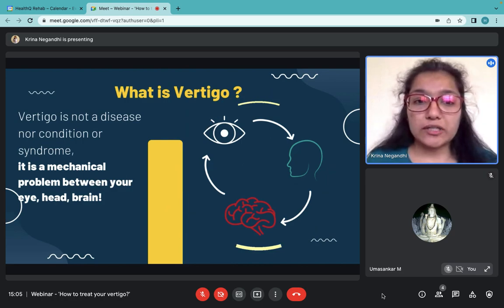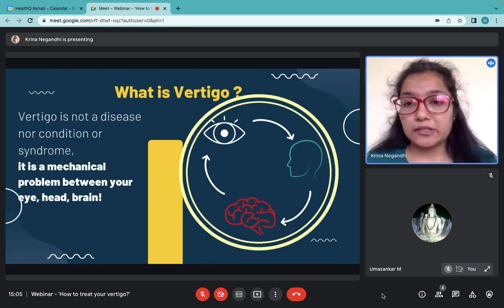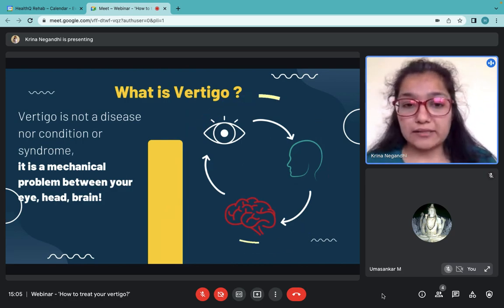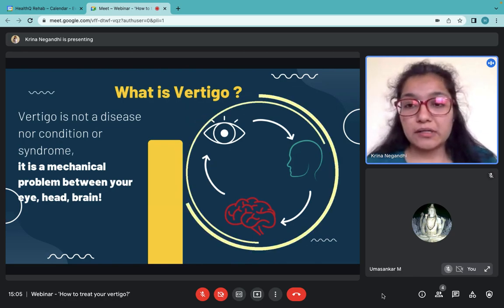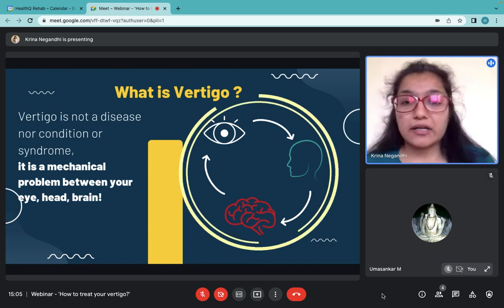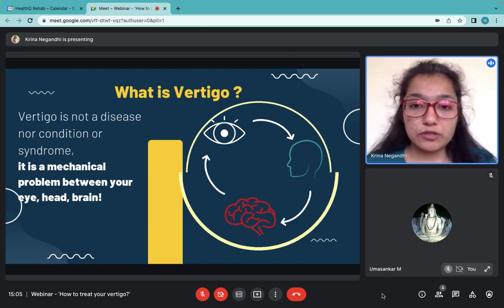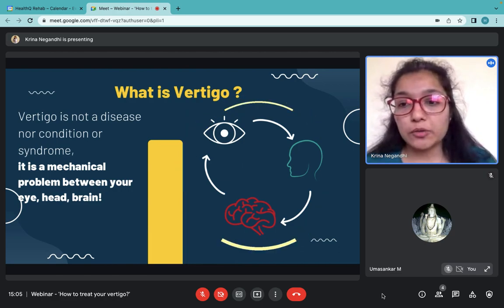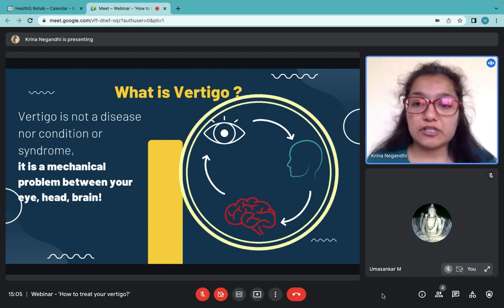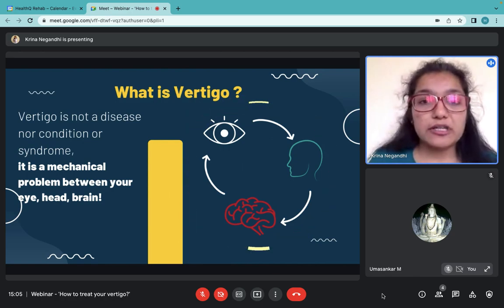Vertigo is not a disease, not a condition, and not a syndrome. It is a mechanical imbalance, a mechanical problem between your eye, head, and brain. The sensations getting input from the visual feedback make an imbalance, and the faulty sensations going to our head and brain are processed faultily, which creates vertigo.